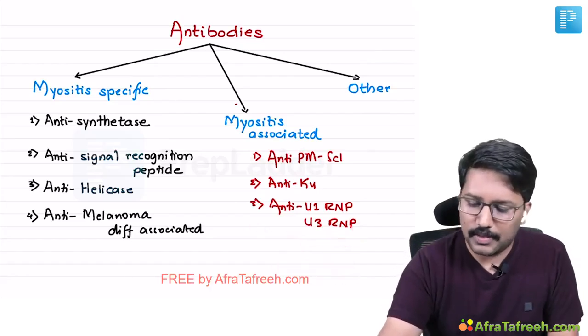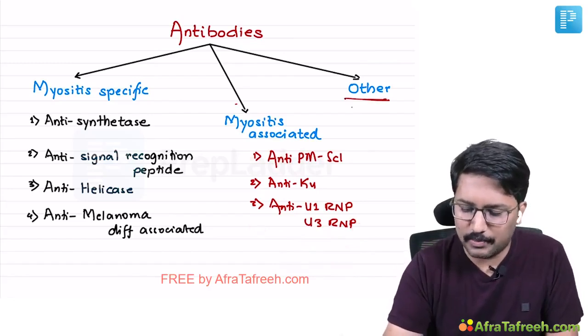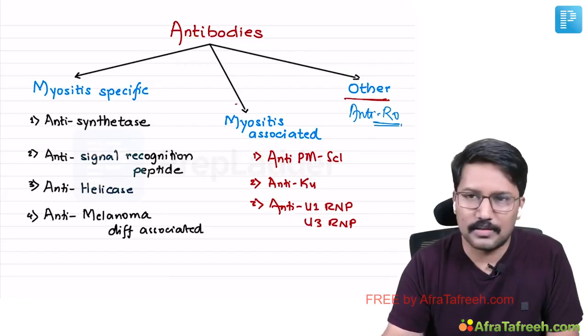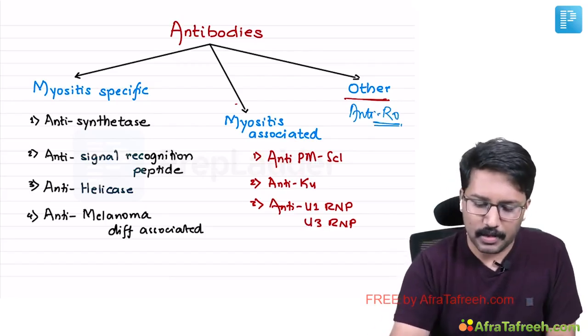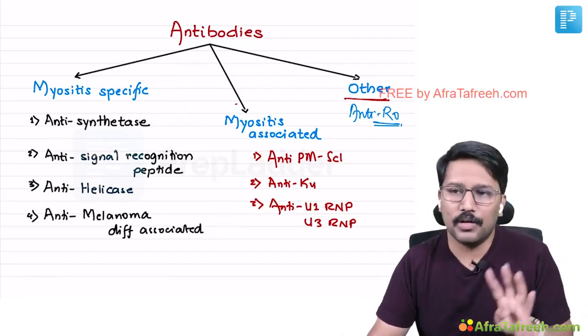Other than that, you have other antibodies which can also be summed under a separate heading called other. For example, anti-Ro antibodies, right? I'm just giving you an example. But our area of interest is these myositis-specific antibodies, and under that we have four broad groups.